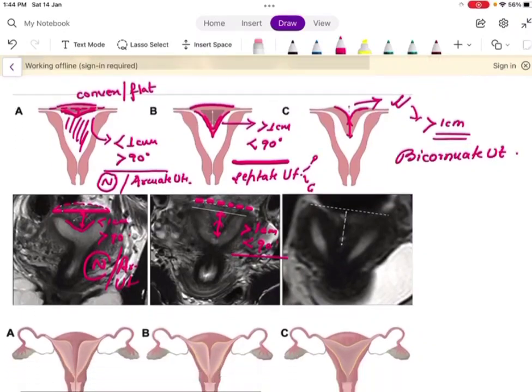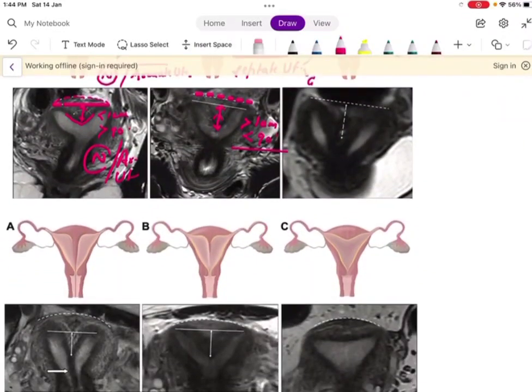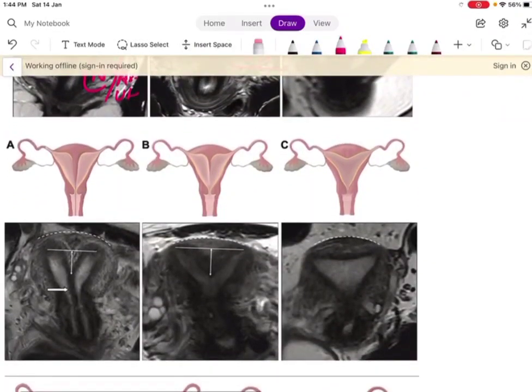Next, see these images again. In the first image, the external fundal contour is normal, but there is this dip in the internal indentation. So this is definitely septate uterus, and as we can see, the septum is long. This is a case of complete septate uterus.